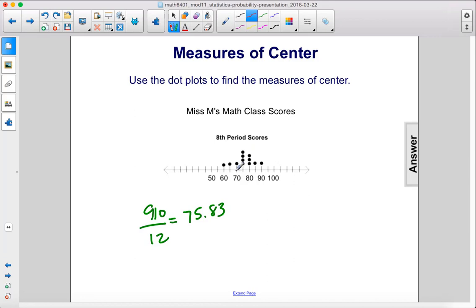Now the median is going to be whatever number's in the middle. So there's 12 scores, so we want the 6th score and the 7th score. 1, 2, 3, 4, 5, 6, 7. So the 6th and 7th scores, the ones in the middle, are both 75, so the median is 75. The mode is whichever number appears the most, and that will also be 75 because there's 4 scores that have 75. So there we go.